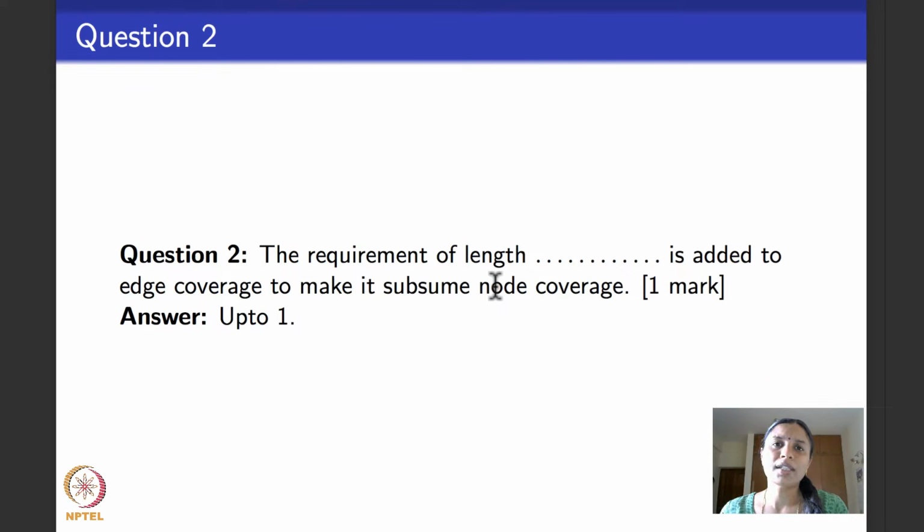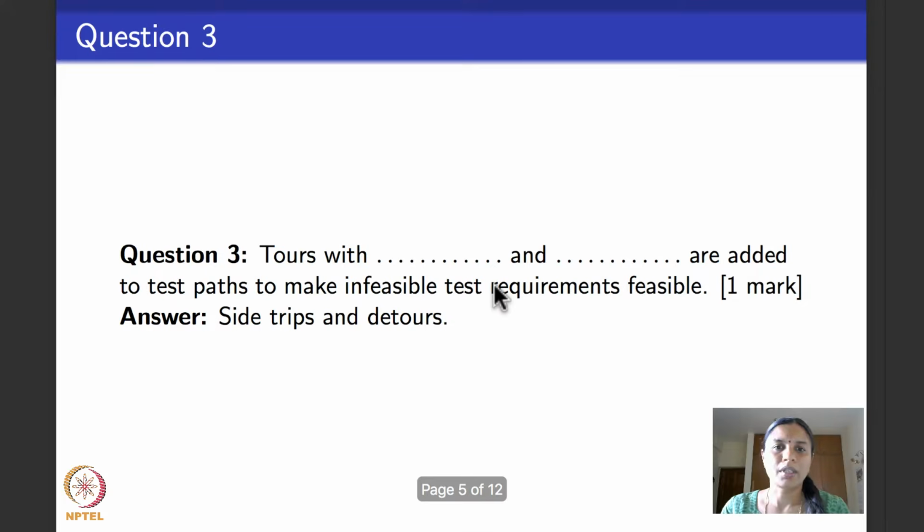Node coverage TR says nodes are paths of length 0. So if I include the requirement length up to 1, it includes paths of length 0 and it also includes paths of length 1. So because I want edge coverage to subsume node coverage, I change the requirement for edge coverage to be all paths of length up to 1 as its test requirement. So the answer for this would be all paths of length up to 1.